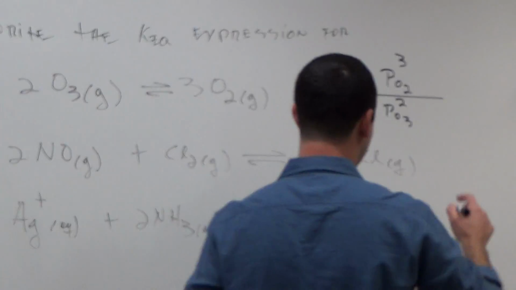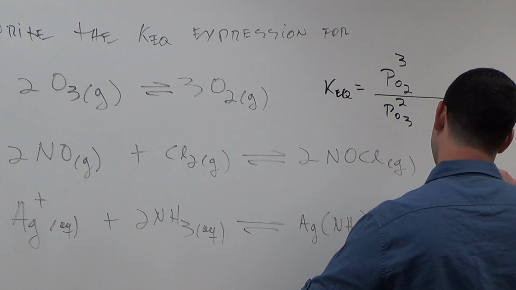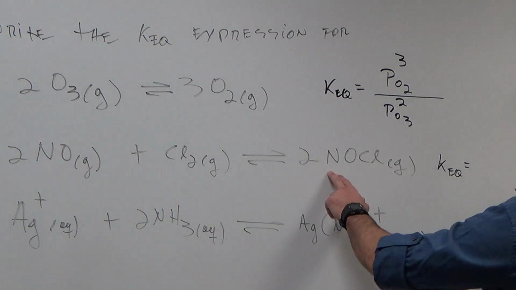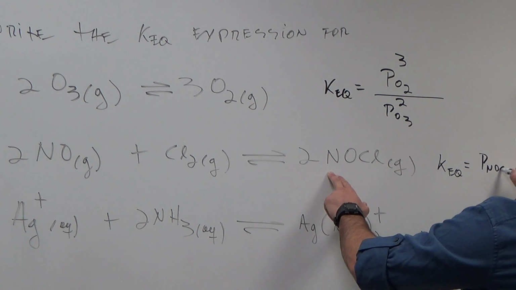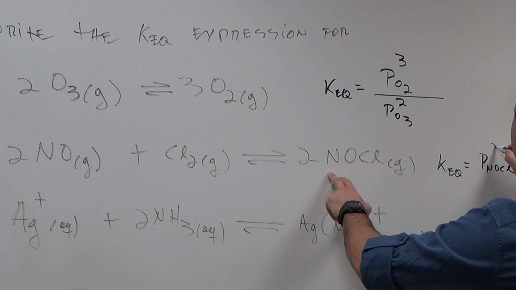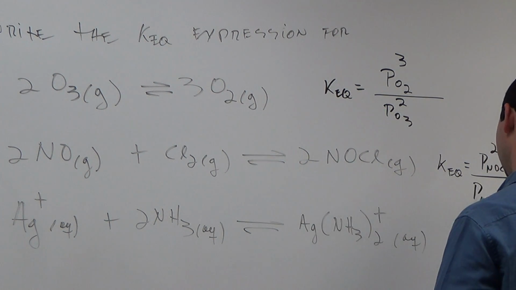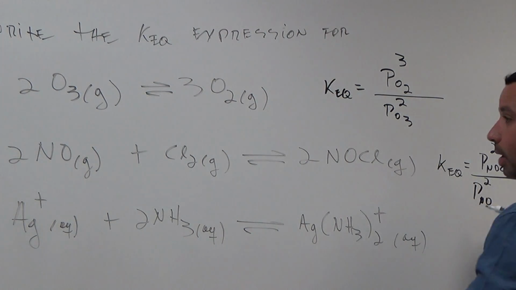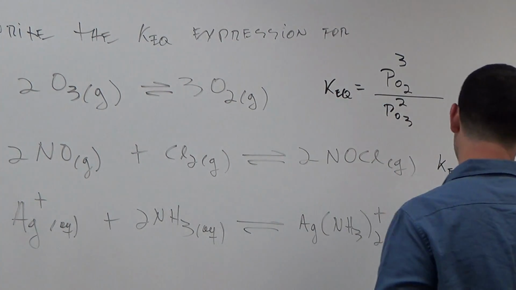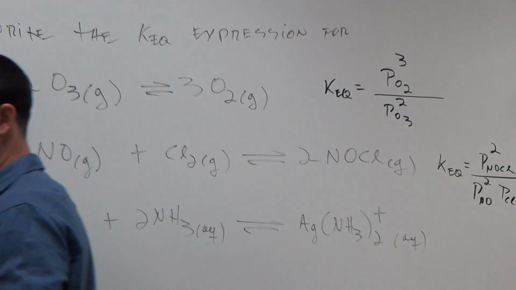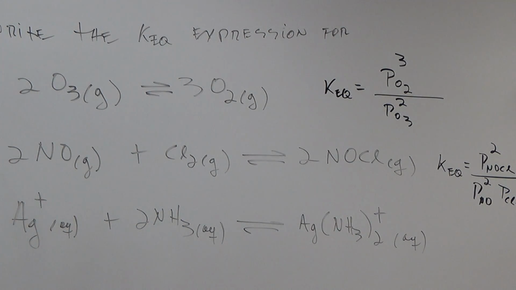Of course, it's not going to be that easy. The second one is the pressure of, it is a gas, the pressure of NaCl raised to the second power divided by the pressure of NO raised to the second power, because that's the coefficient, divided by the pressure of CO2. And that is raised to the first power because the coefficient is a 1 in front of that. Yes or no? Yes.